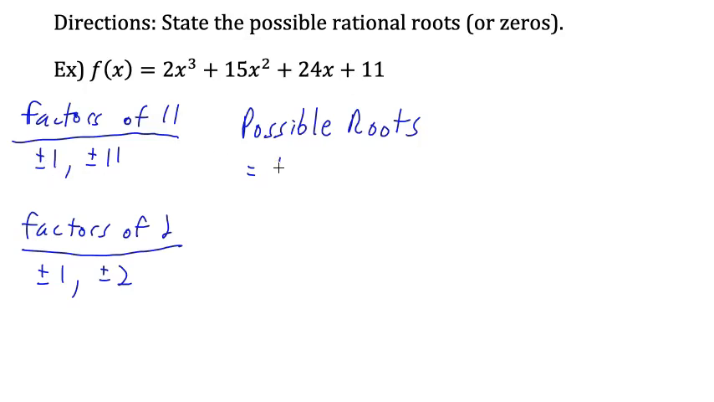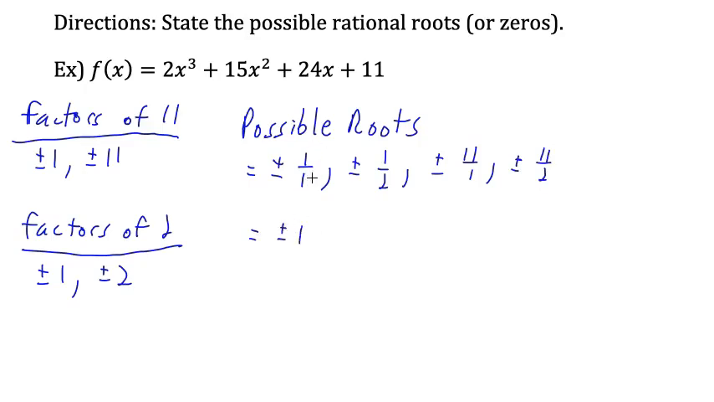Okay, so we have positive and negative 1 over 1, comma, positive and negative 1 over 2. And we'll go to the 11s here. So we have positive and negative 11 over positive or negative 1. So that would be positive or negative 11 over 1. And then we have positive or negative 11 over positive or negative 2. Let's go through and simplify that.